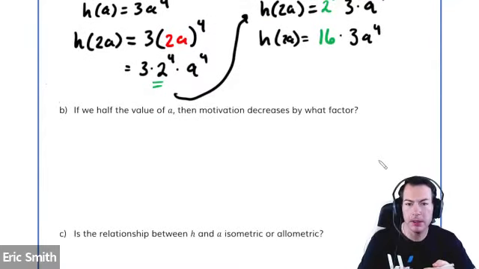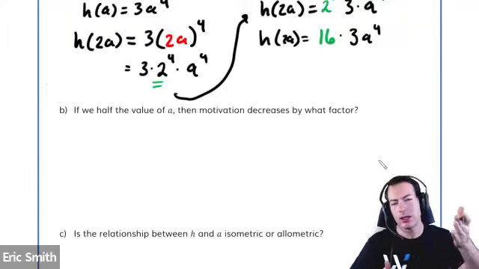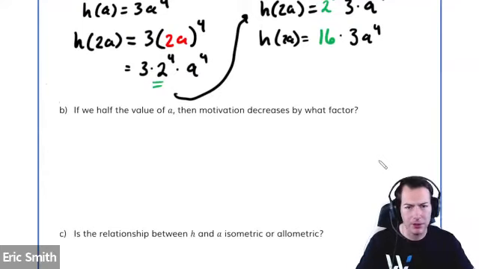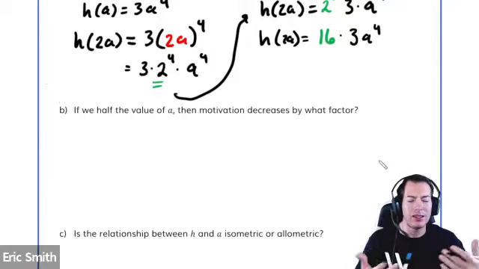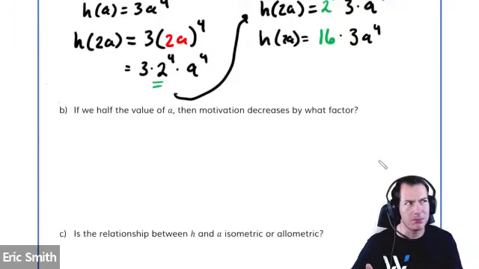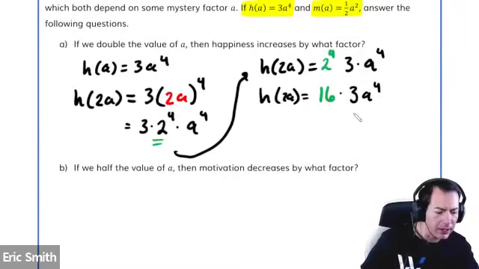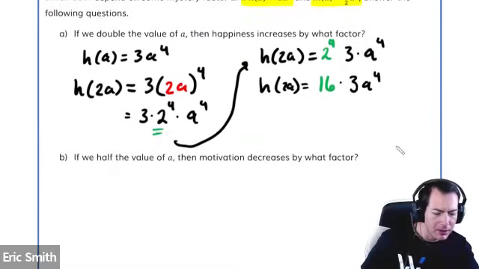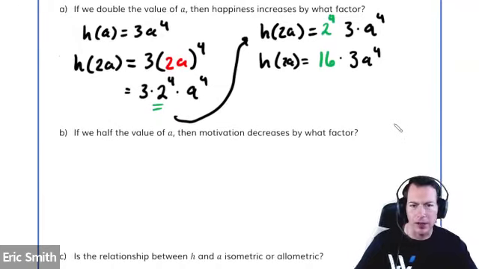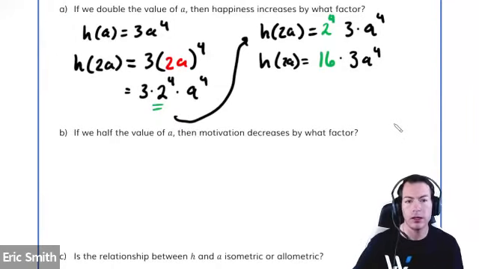Go ahead and try part B on your own. This one says we're going to take the value of A, but this time we're going to chop it in half. We only want half the amount of A. What does that do for our motivation? Yes, it's going to go down if we decrease A, but the big question is how much? Kind of use our part A as a guide. If you have something, if you have a number, go ahead and type it in the chat box when you get it. That way we can kind of compare what we have and really go from there.